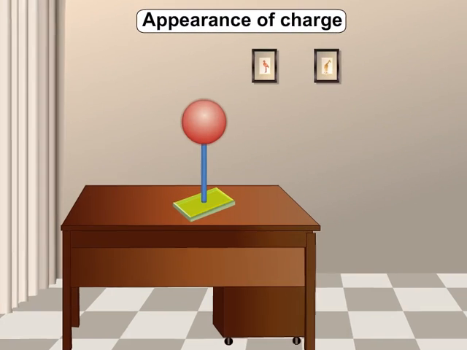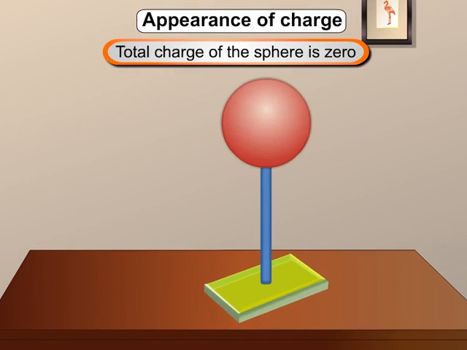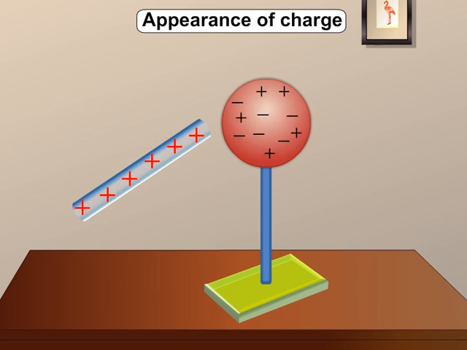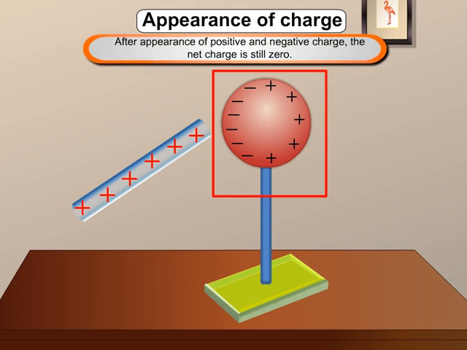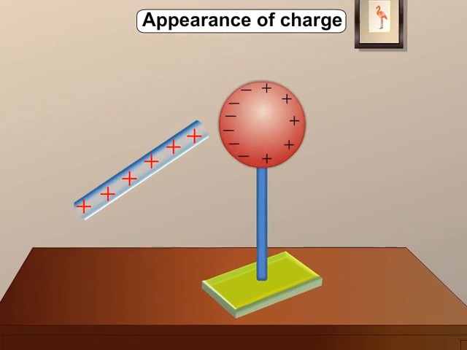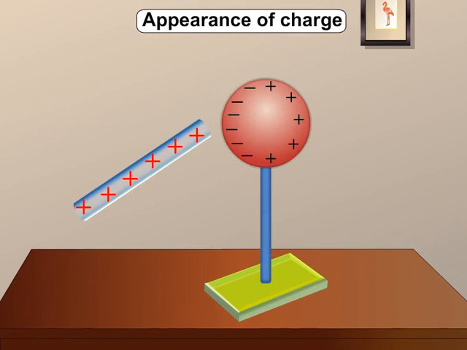Here we can see that initially the total charge of the sphere is 0. When a charged glass rod is brought near an uncharged sphere, it gets charged by appearance of negative charge at one side and positive charge at another side. But initially, the total charge of the sphere was 0, and after appearance of positive and negative charge, the net charge is still 0. Total positive charge at the right side is equal to the total negative charge at the left side, so now net charge is 0.